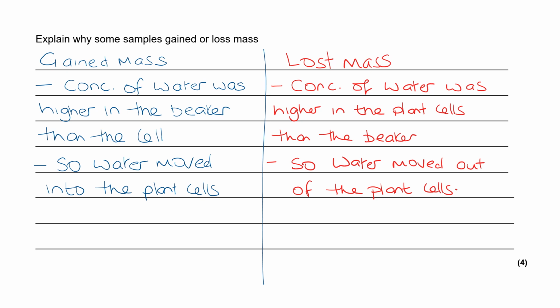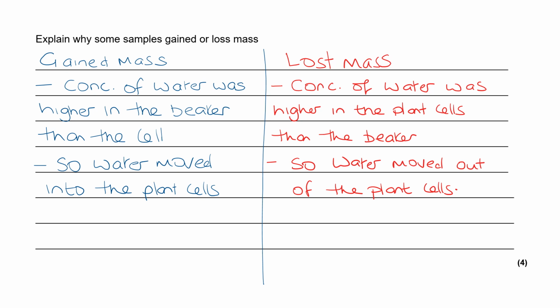In order to explain mass gain or mass loss, you need to be able to include 2 things in your answer. Firstly, the difference in concentration between the cell and the beaker, and then secondly, whether water moved in or out of the cells. Be very careful when you're constructing your answer because you need to make sure that you talk about one or the other.